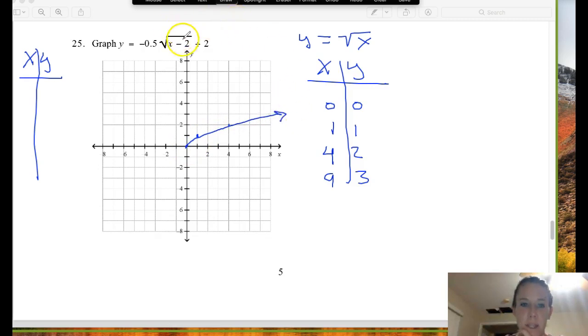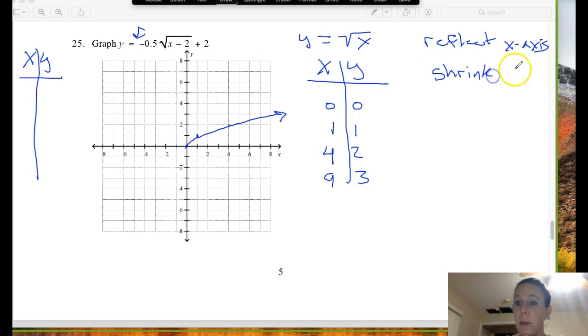Now, this tells me I took my parent function. This tells me I reflected it. So I know I reflected it over the x-axis. Okay. That negative is my reflection. Times it by 0.5, so I shrunk it, shrink by 1/2, or 0.5.